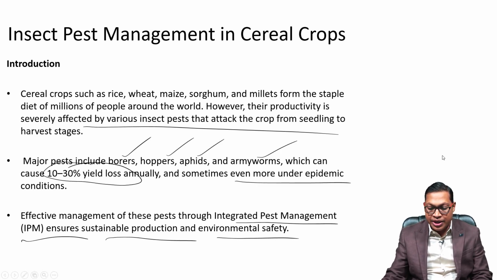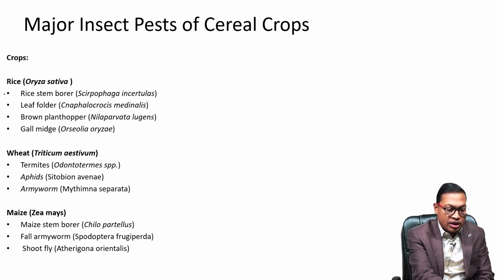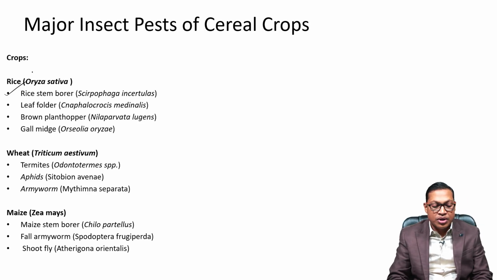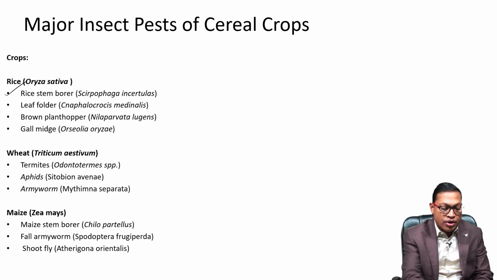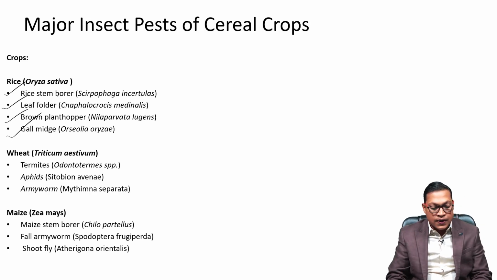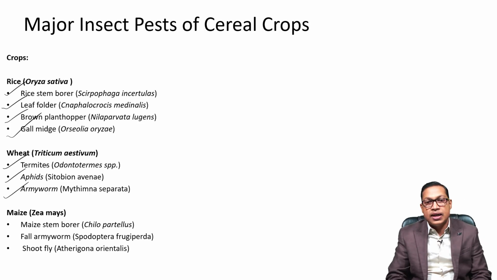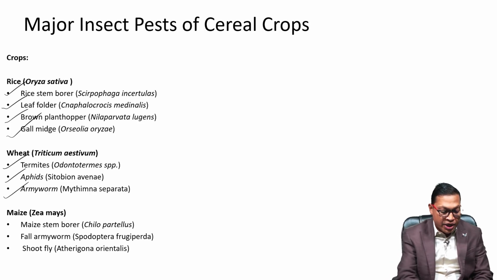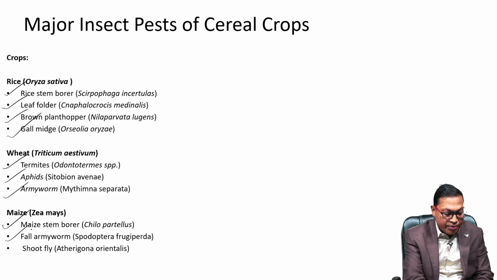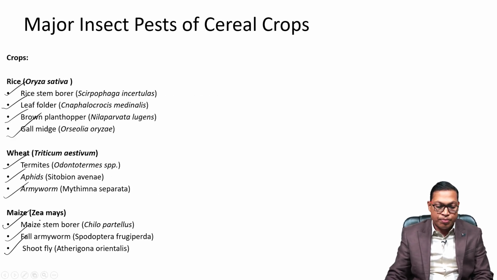In cereals, there are major insect pests. In the rice crop, there is rice stem borer, a major insect of rice, then leaf folder, brown plant hopper, then gall midge. Then in wheat, termites, aphids and armyworms are the major insects. Then in maize, maize stem borer, fall armyworm and shoot fly. So, these are the major insect pests of the different crops: rice, wheat and maize.